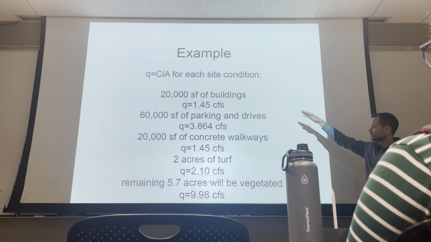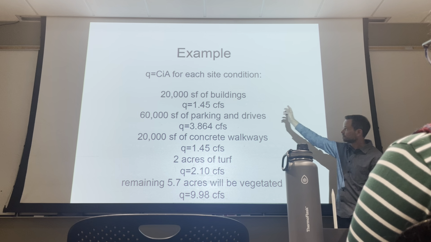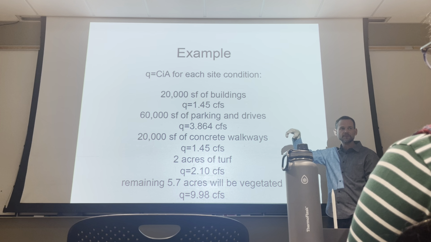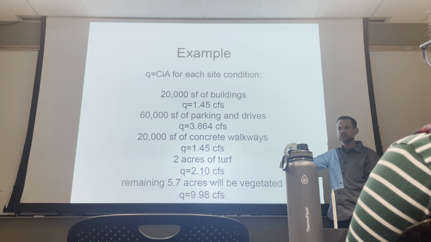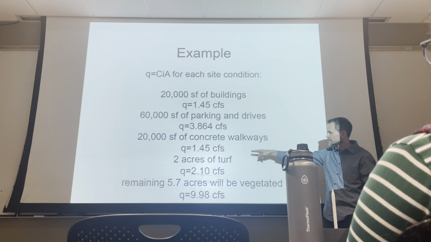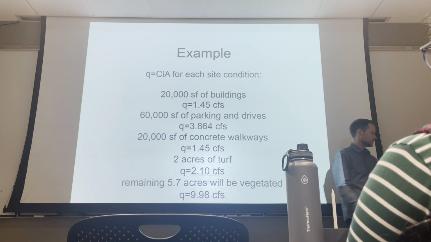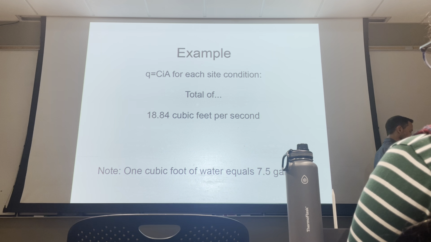You can see here that I get 1.45 cubic feet per second coming off the top of my building during this 25-year storm. I get 2.1 cubic feet per second flowing off of my grass, my turf area, in this 25 years. If I add all this together, I get 18.84 cubic feet per second arriving at my critical point, which, by the way, is 7.5 gallons of water per second.